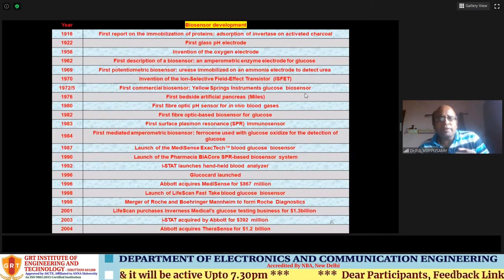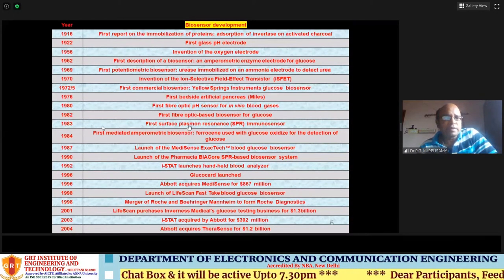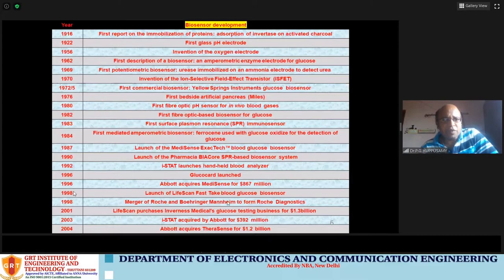So the biosensor is playing an important role for glucose. In 1976, they found the artificial pancreas. In 1980, they found a pH sensor for in vivo blood gases. In 1982, they found an optical based biosensor for glucose. In 1983, the first surface plasmon resonance immunosensor. In 1985, glucose oxidase for the detection of glucose. In 1987, a blood glucose biosensor with the help of MediSense ExacTech. In 1990, they launched the Pharmacia BIOCORE SPR based biosensor system. Similarly, in the following years, biosensors are playing an important role in order to design glucose biosensors.